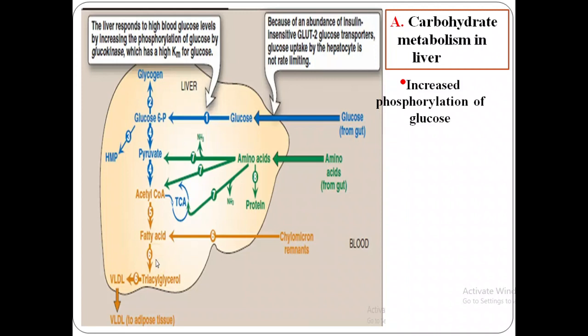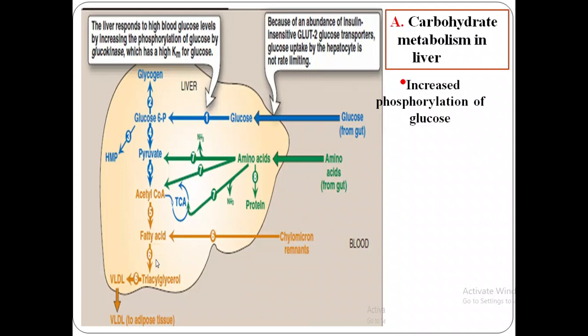When there are elevated levels of glucose within the hepatocyte as a result of elevated extracellular levels, the enzyme glucokinase phosphorylates glucose to glucose 6-phosphate. Glucokinase comes into play because it has a high Km for glucose, and glucokinase is not inhibited by the product, that is glucose 6-phosphate, in contrast to hexokinase.